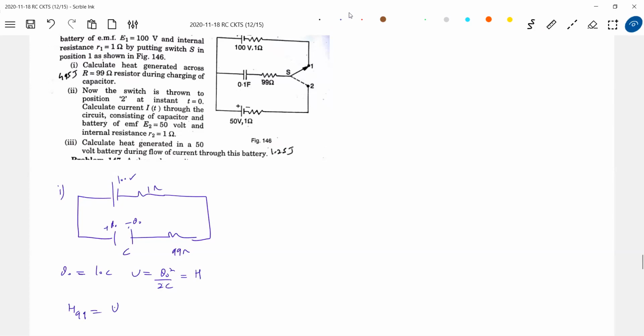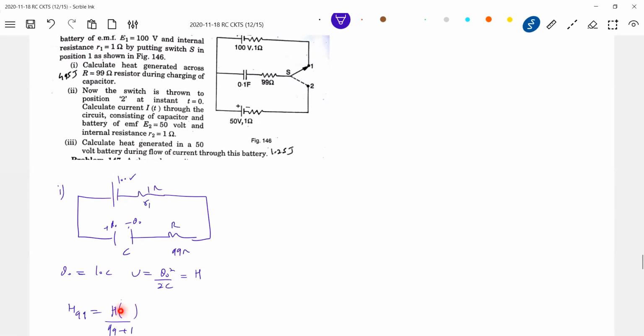So what is the basic idea? Of all the work the cell does, half of it will be stored in the capacitor. The remaining will be shared by these two. Of all that heat generated, a part will be dissipated by the cell, and the remaining by this resistor. These two are in series. So therefore, what is the method? H should be equal to 99 by 99 plus 1.